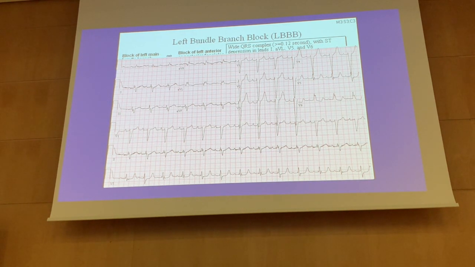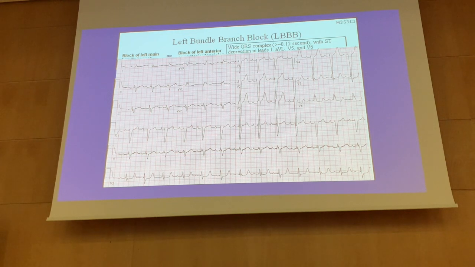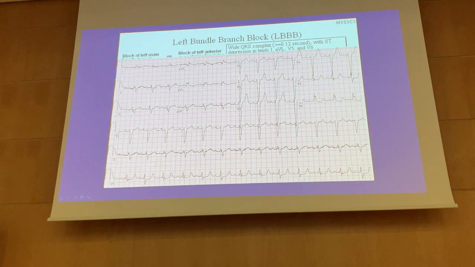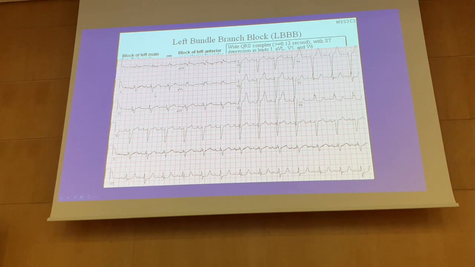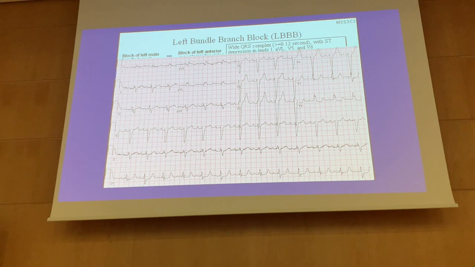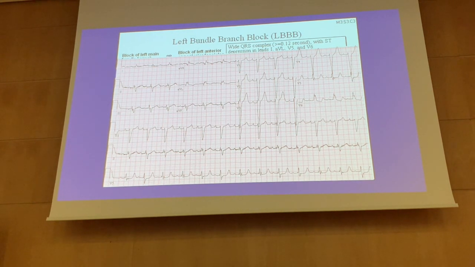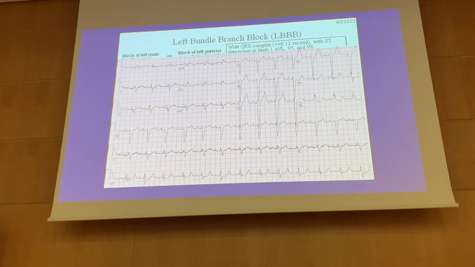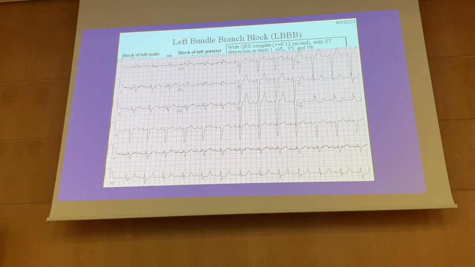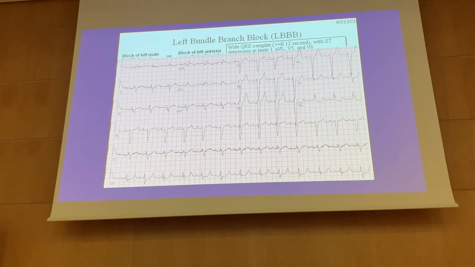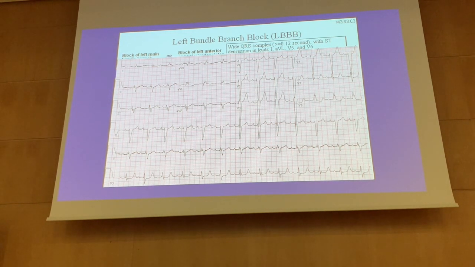Okay? Doctor, what about leads 1, 2, and 3? What is in them? Will we have a negative complex? Yes, this is another criterion for the diagnosis of left bundle branch block. There will be changes in all the ECG, because all the electricity now changes. So there will be changes also in the limb leads, but we don't care about it, okay?